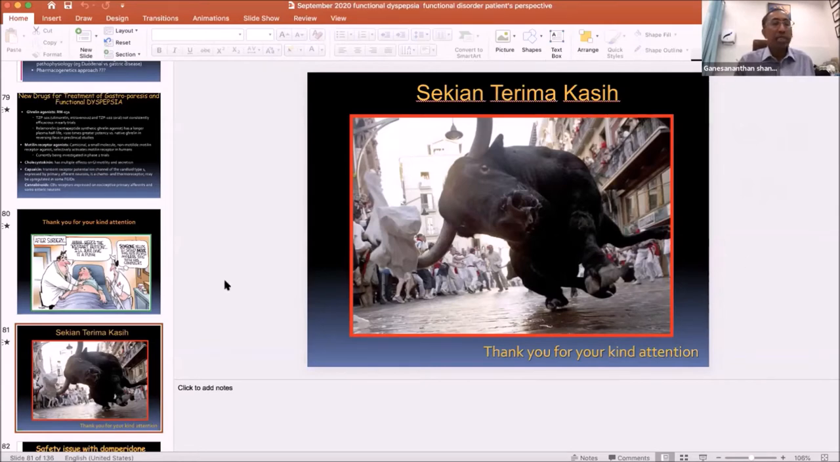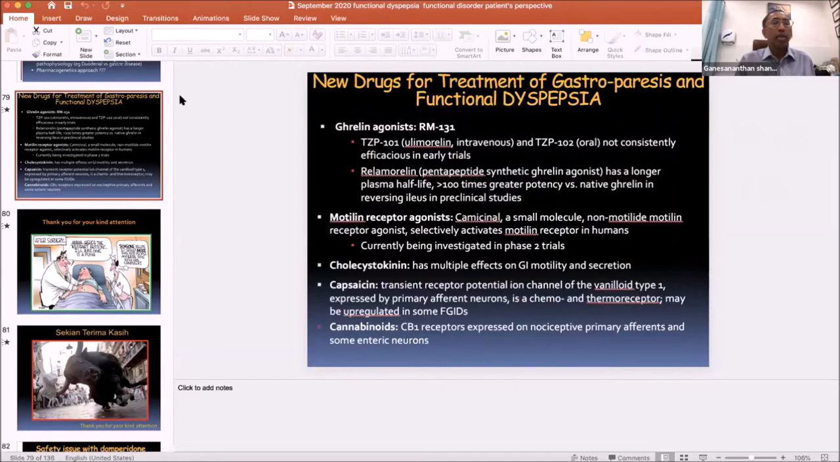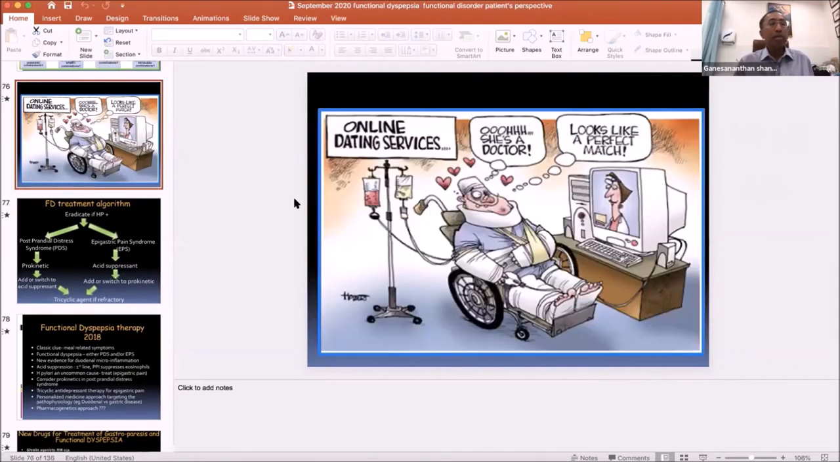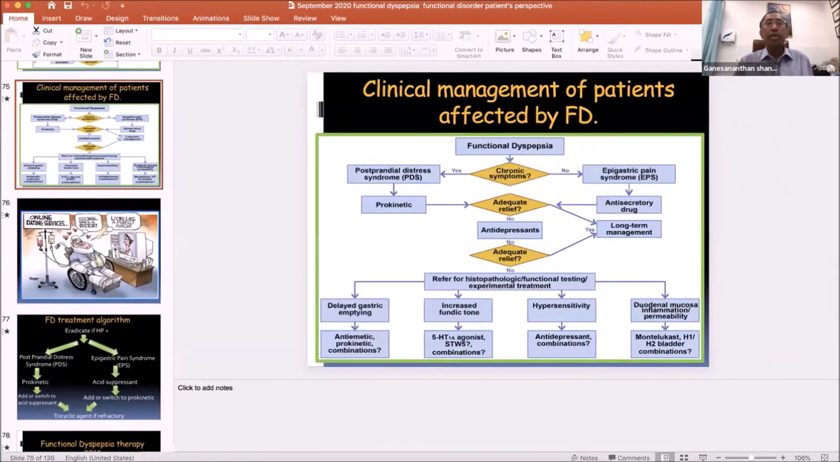I can't move my slides. Okay, so I'm going to go up. I'm going to get this slide out. And how do I put this in?